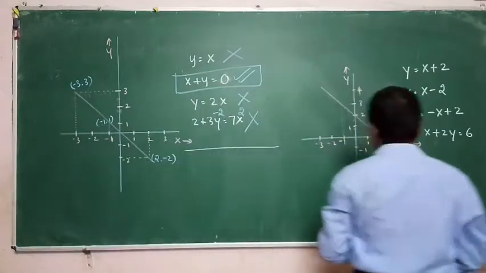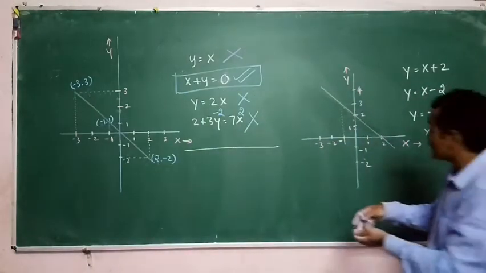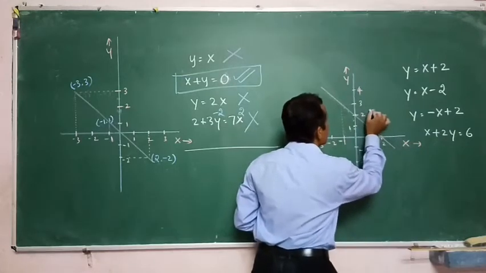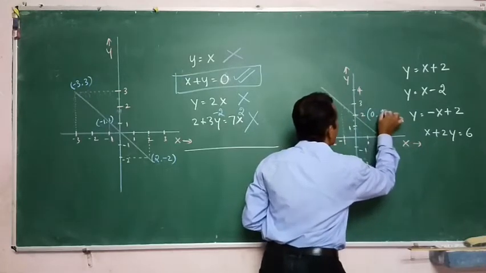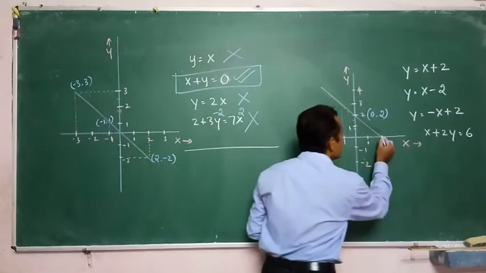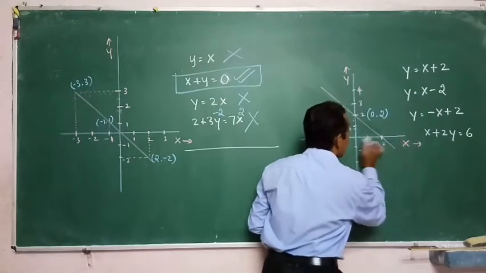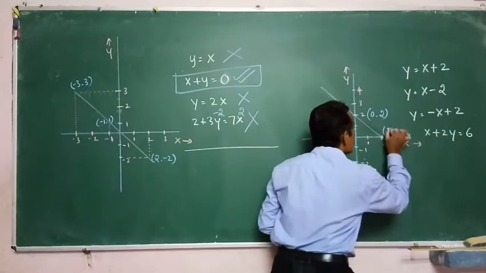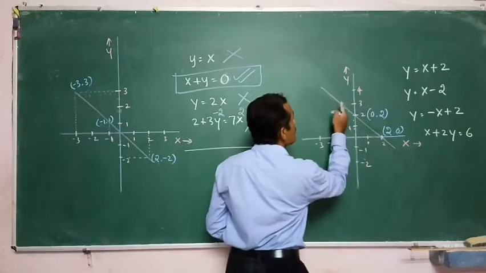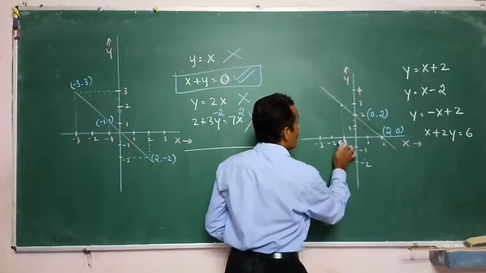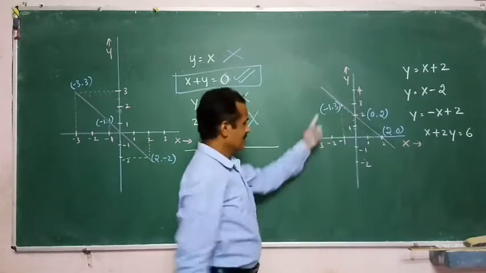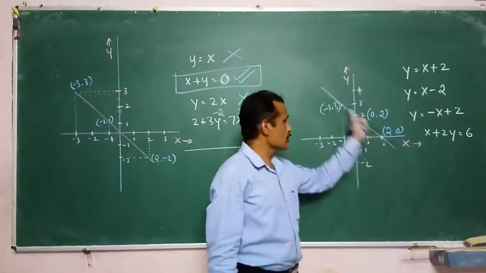Let me go for this. Let me see what are the coordinates given to you. They have given this point: 0, 2. X-axis 0, y-axis 2. They have given one point here: x-axis 2, y-axis 0, so 2, 0. They have given one more point here: minus 1, 3. These are called solutions of the equations.